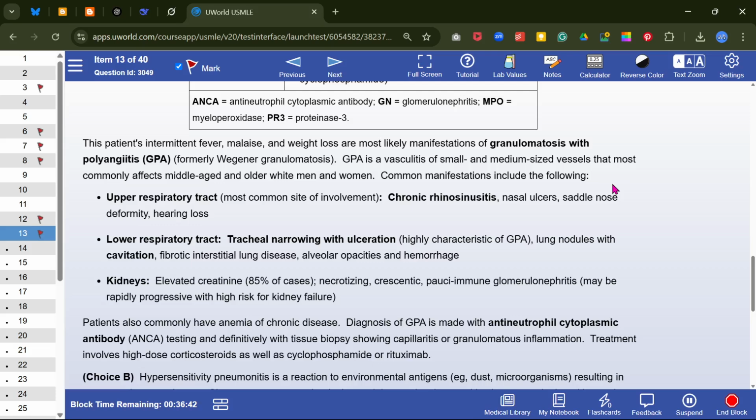Diagnosis of GPA is made with anti-neutrophil cytoplasmic antibody, and definitively with tissue biopsy showing vasculitis or granulomatous inflammation. Treatment involves high dose corticosteroid as well as cyclophosphamide or rituximab. Okay, yes.